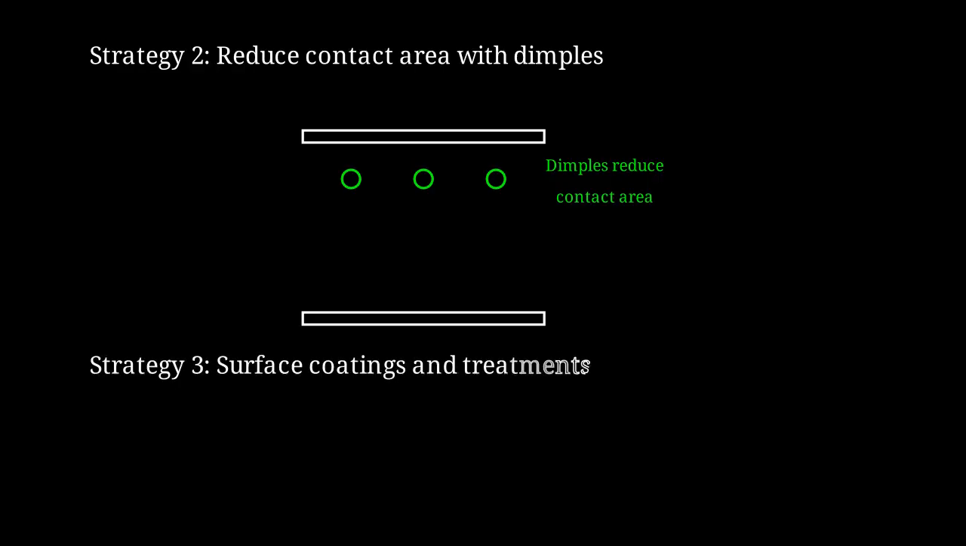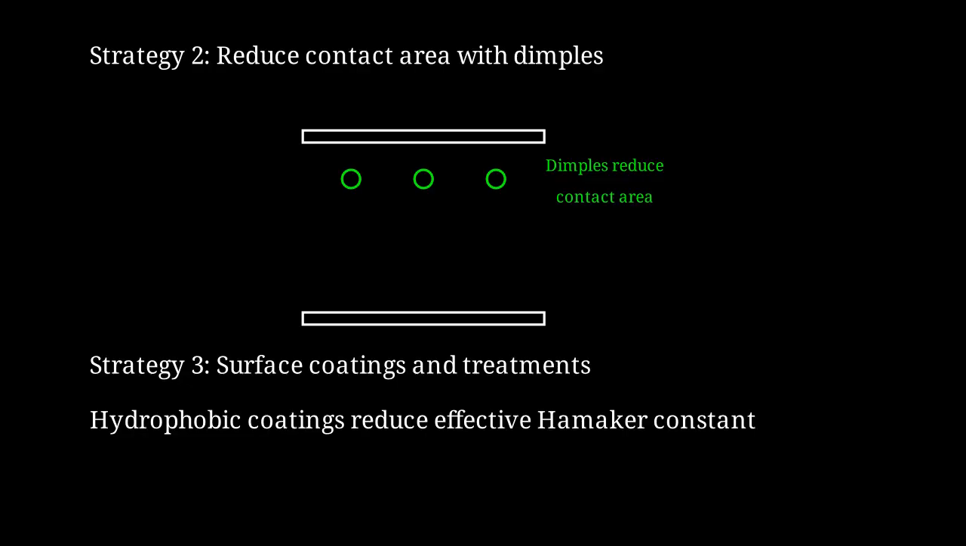Strategy 3. Use surface coatings to modify surface energy. Self-assembled monolayers or hydrophobic coatings can reduce adhesion. The most common is coating with fluorinated molecules. Hydrophobic coatings like perfluorodecyltrichlorosilane can reduce the effective Hamaker constant by inserting a low-energy interface layer. This can reduce van der Waals forces by a factor of 2 to 5.